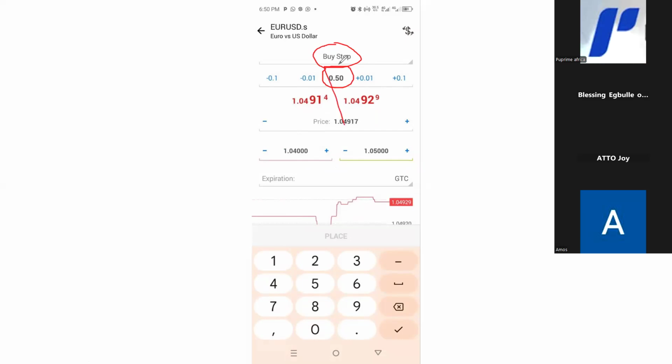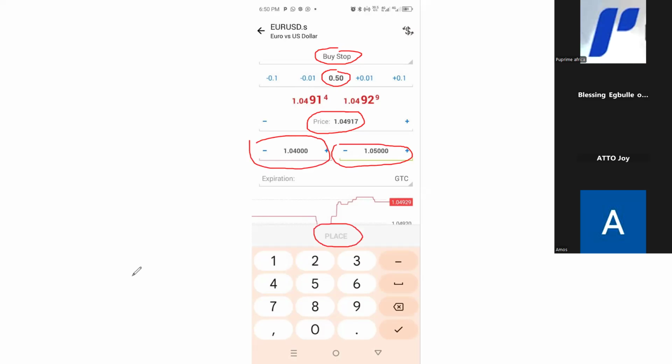So we have the buy stop order, the lot size, the entry price, whatever entry price, either the one you determine by yourself or the one you got in the signal that we give. You put the entry price there, the take profit, and the stop loss. And the place button will be activated as a black button. Click on it, and you will have placed a buy stop order.